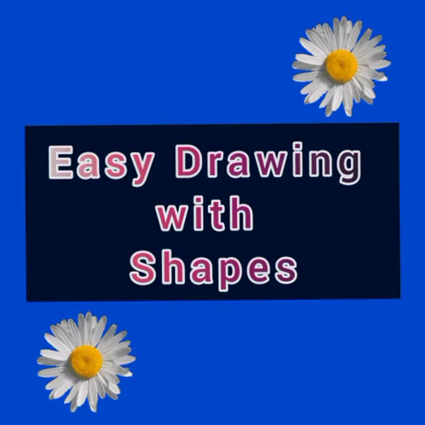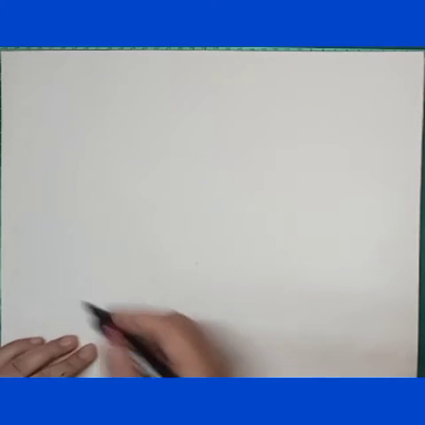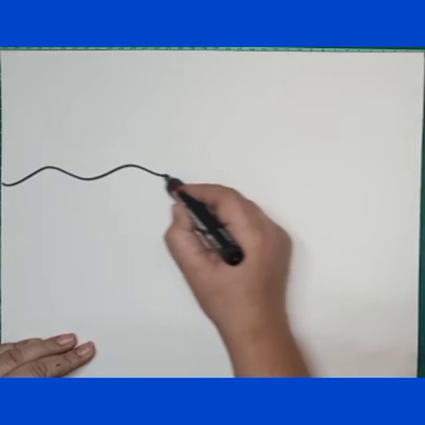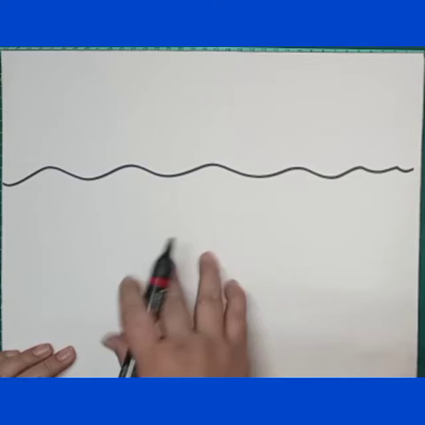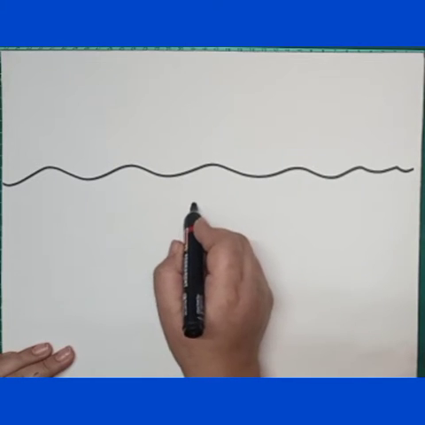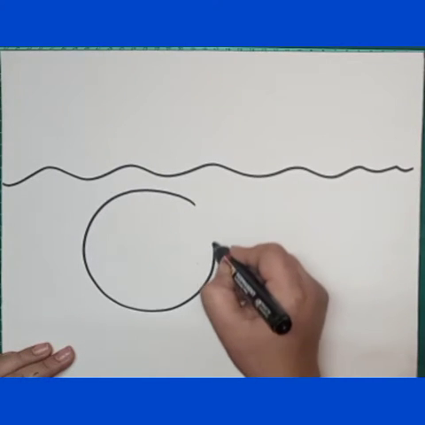Hello everyone, good morning. This week we are doing easy drawing with some shapes. And for that I'm using a wavy line in the center of your sheet. And then I will draw a bigger circle. We are making a fish.